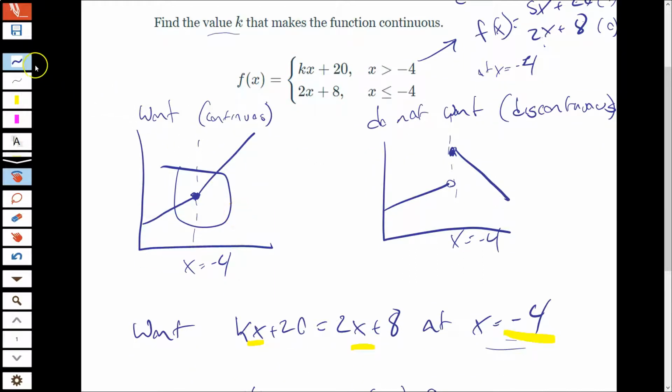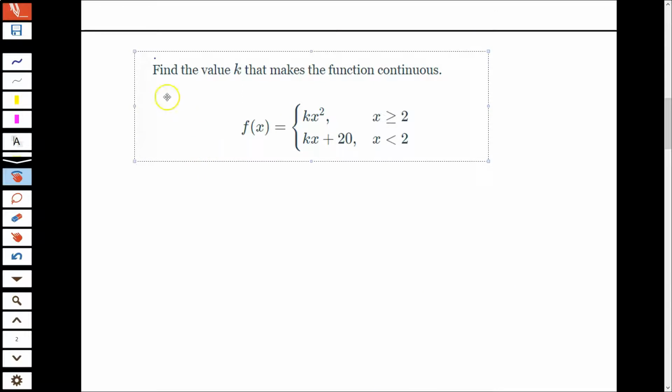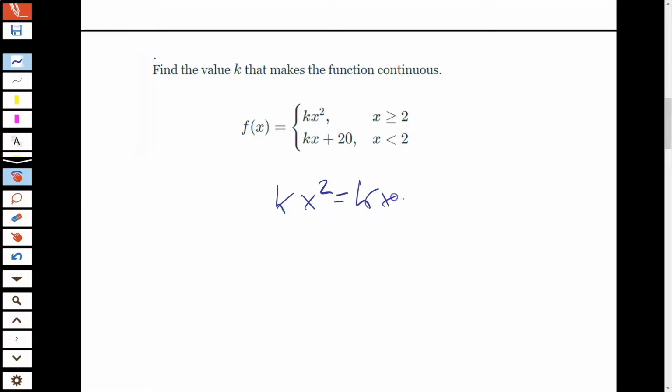So what you're doing is setting the two pieces equal to each other, and then plugging in that boundary. I want to show you a couple of other cases, just so you've seen them all. They're very similar. This one looks exactly the same. So I want kx squared to equal kx plus 20 at x equals 2. This gives me 2 squared is 4k equals 2k plus 20, and I solve as I did before.